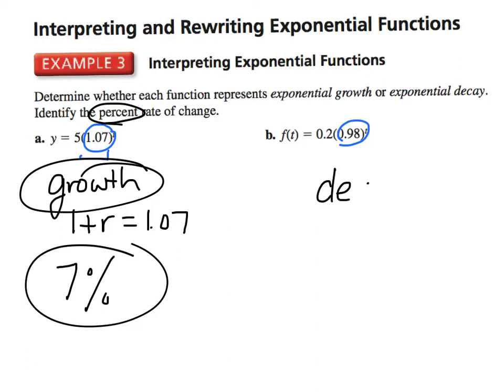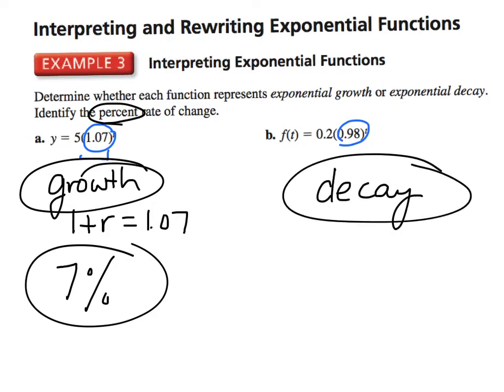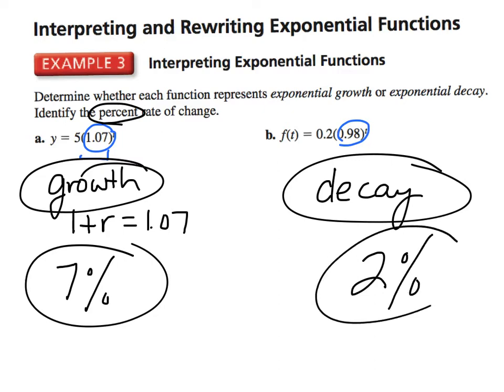This is decay because it goes down. And by what has it been subtracted to get 0.98 from 1? You subtracted 0.02, which, as a percent, is a 2% decay. So the growth rate in A is 7%. The decay rate, or the rate of decay, is 2% in B.